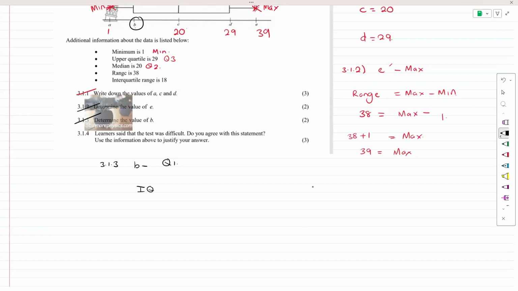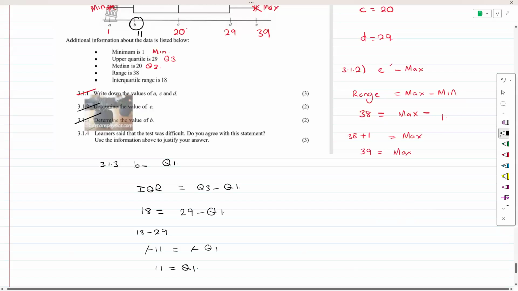They gave us the interquartile range, which is equal to Q3 minus Q1. And the interquartile range is 18 in this question. So 18 equals 29 minus Q1. When we solve this, it should be quite simple: 18 minus 29 is minus 11 equals minus Q1. Cancel the negatives, and 11 equals Q1. So this is 11. And that's all there is.